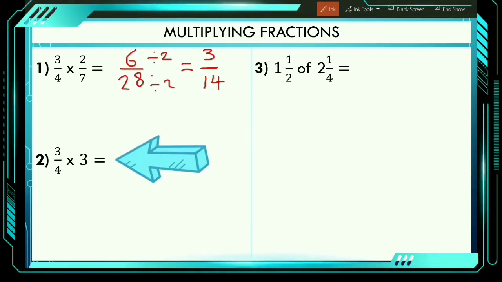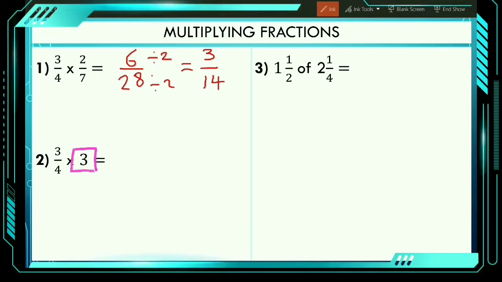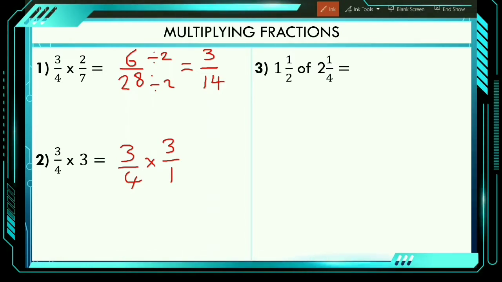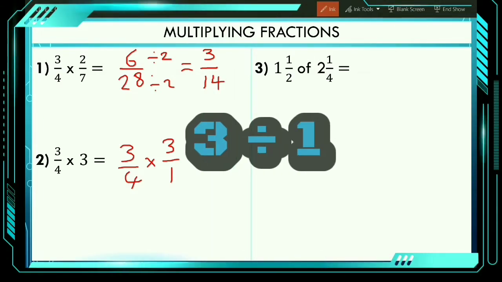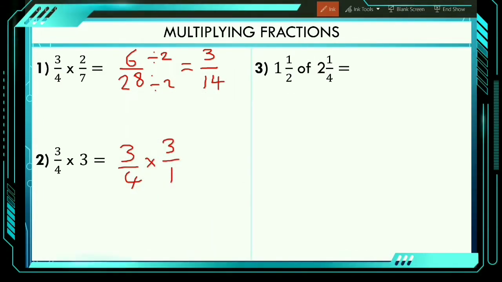Question 2. 3 over 4 multiplied by 3. Now to do this question, we need to write the whole number as a fraction. So the question would read 3 over 4 multiplied by 3 over 1. Now why do we do this? Because you can see now, it is a lot easier for us to do 3 times 3, 4 times 1, just like we did with question 1. Also, 3 over 1 doesn't change the number 3, because 3 over 1 means 3 divided by 1, and 3 divided by 1 is 3.